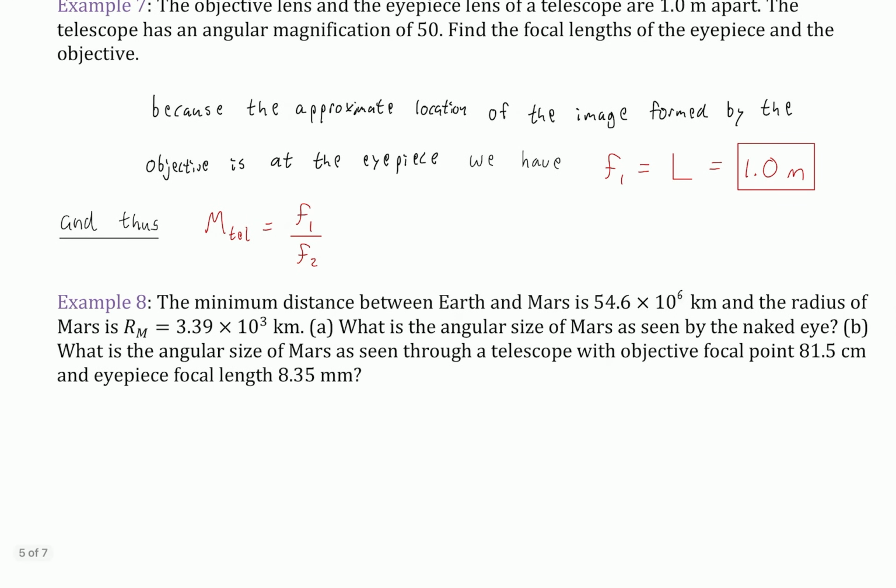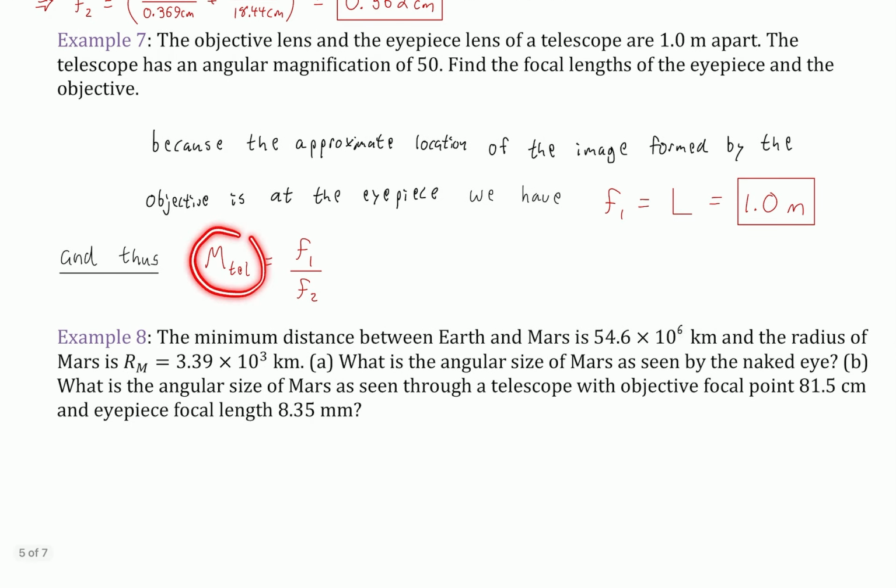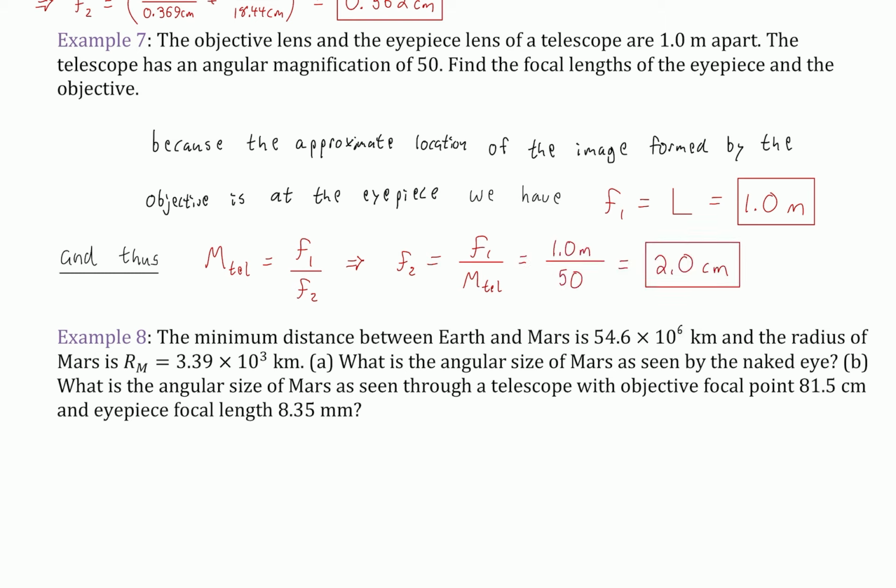And thus, the total angular magnification of the telescope is just going to be F1 over F2. We know the total magnification, we're told it's 50. So then I can go ahead and find F2, the focal length of the eyepiece, and we find that it is 2 centimeters. All we said was that 98 centimeters is approximately equal to 100 centimeters, which allowed us to get this number in the first place. Was it a reasonable approximation? Yeah, I think so.